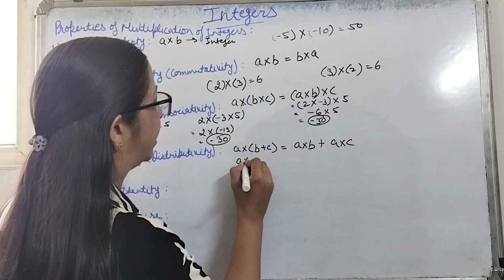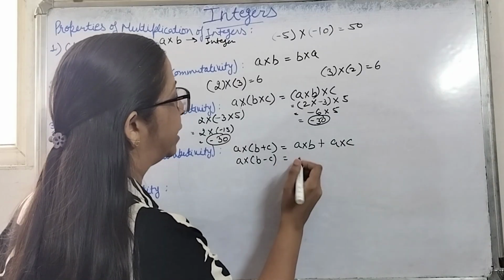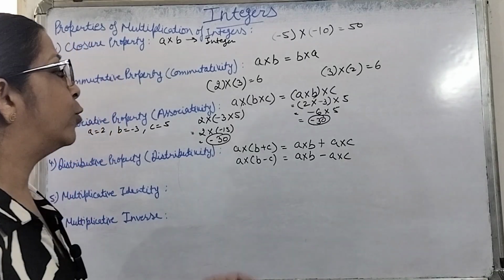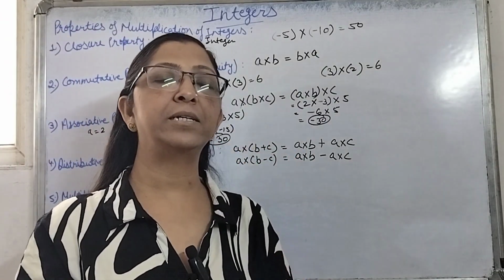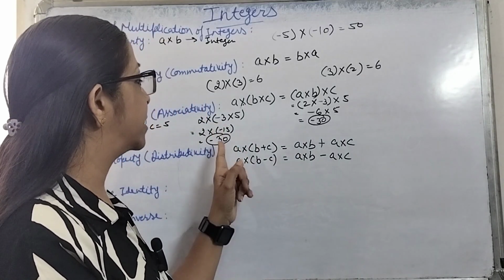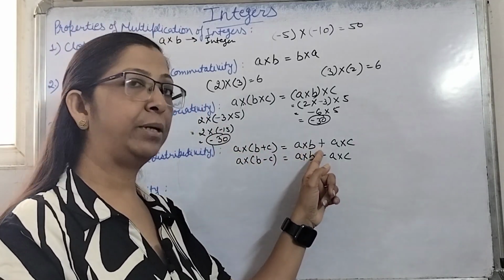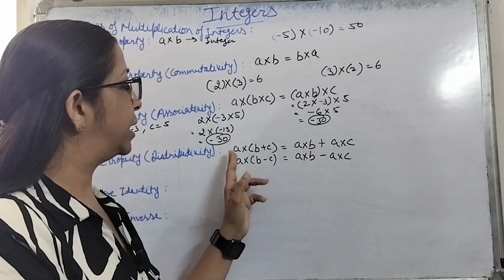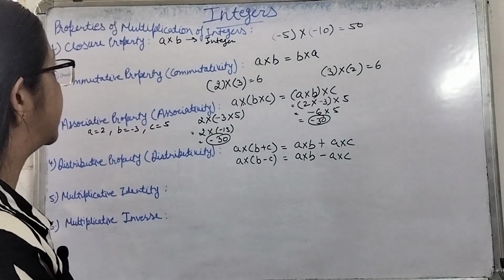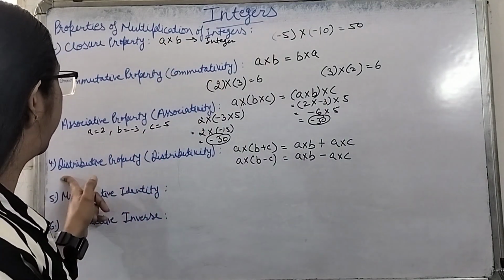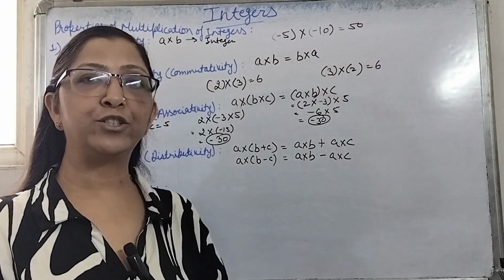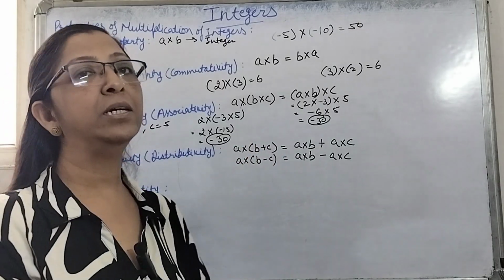Similarly, a multiplied by b minus c will be equivalent to a multiplied by b minus a multiplied by c. Whatsoever the value of a, b and c is, if a, b, c are any integers, for each and every case, a multiplied by b plus c will be a multiplied by b plus a multiplied by c, and a multiplied by b minus c will be a multiplied by b minus a multiplied by c. So we say that multiplication of integers satisfies the distributive property of multiplication over addition and also over subtraction. Both conditions are satisfied.